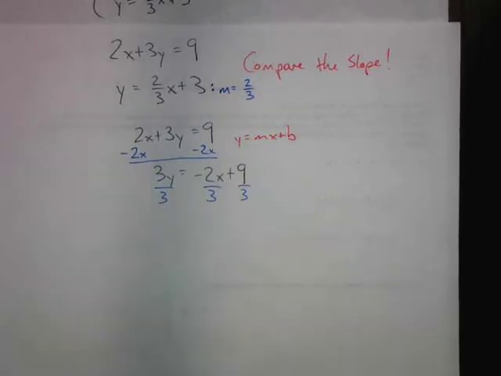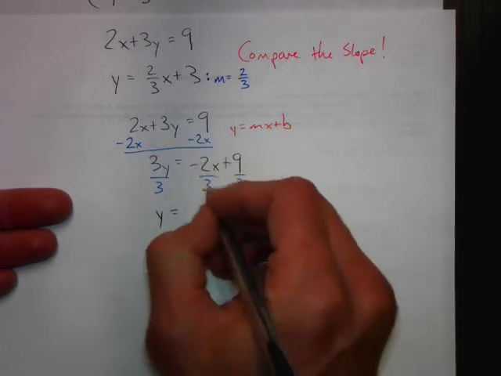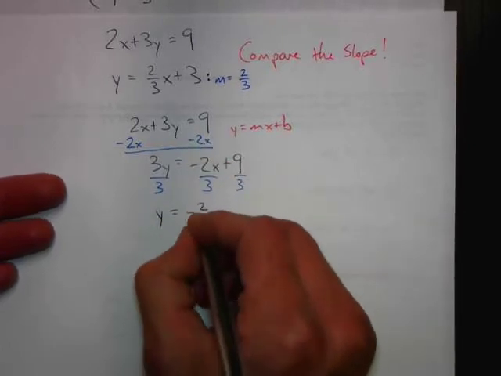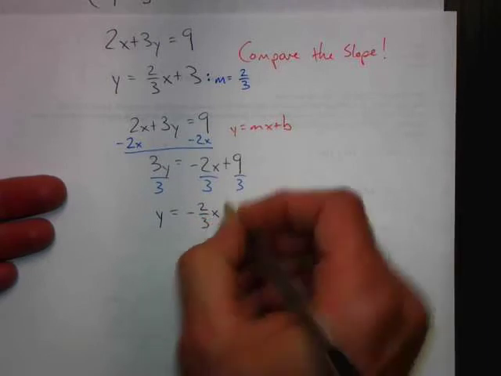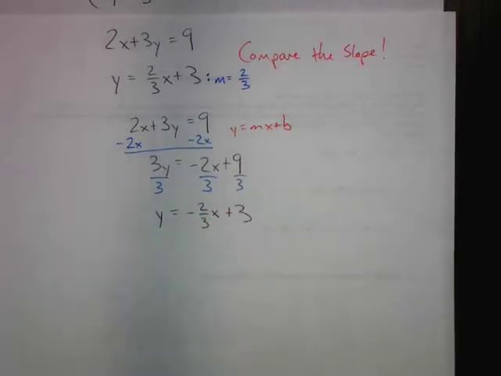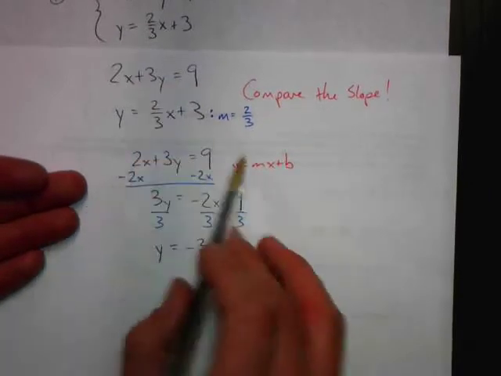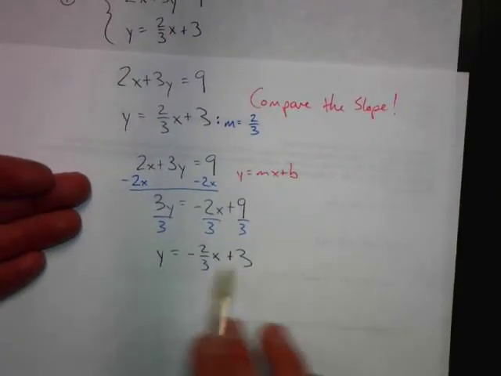And now we can see what this equation is going to be in slope-intercept form. Negative 2 divided by 3 is just negative 2/3. And then there's x. And then 9 divided by 3 is 3. So here is, in fact, that top equation. Remember, the top equation started like this. But when we manipulate it and make it look like slope-intercept form, it looks like this.